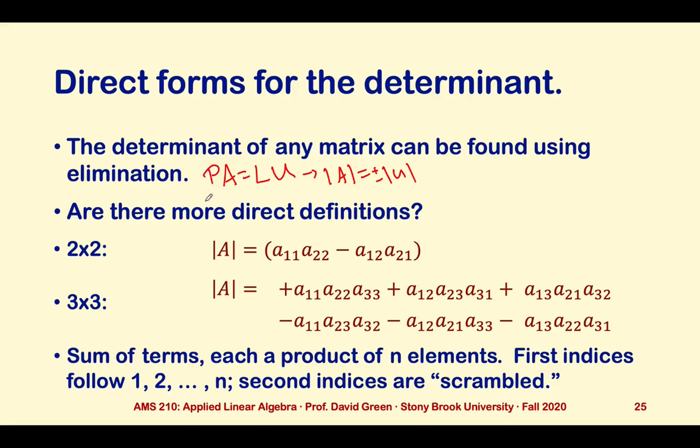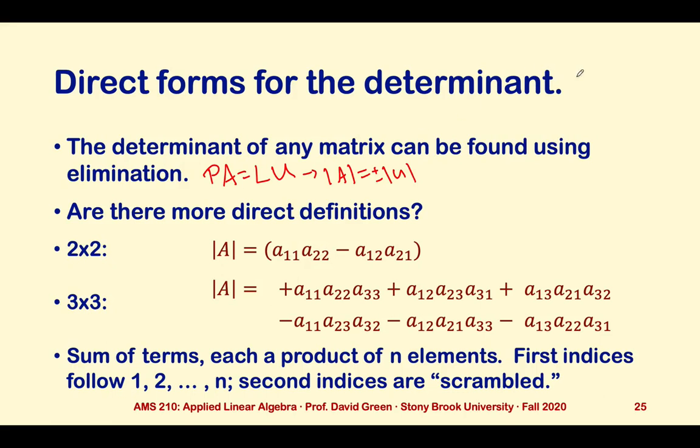But are there more direct definitions? Are there definitions that do not require us to go through the process of elimination? We've already seen that these exist for the 2x2 and 3x3, that there are formulas that we can write down for the determinant, and there are ways to simplify remembering these formulas.